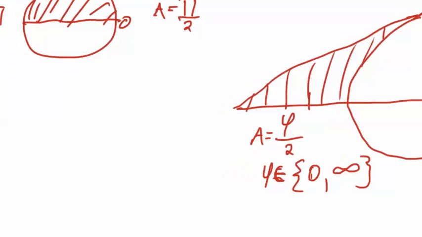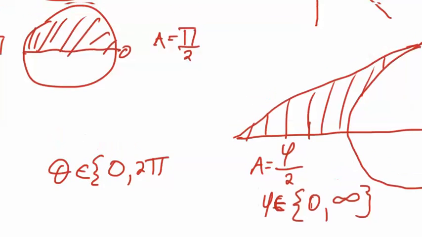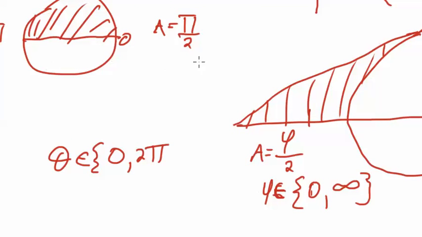Over here, theta is a member of the set 0 to 2 pi. It doesn't go any higher than 2 pi, because once you get up to 2 pi, you've filled in the entire circle, and the area of the circle is pi.